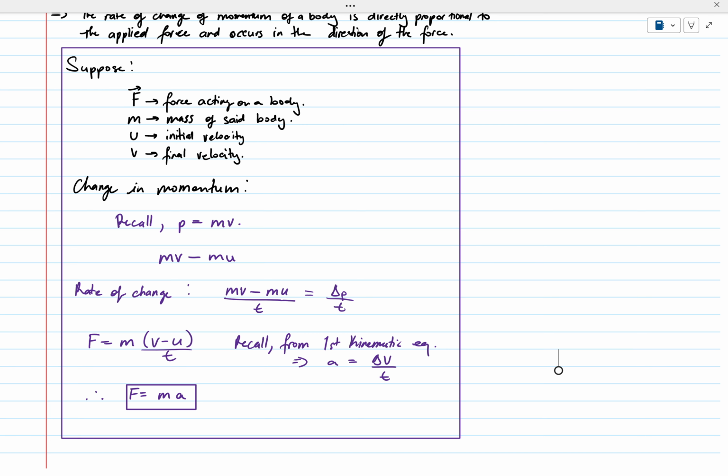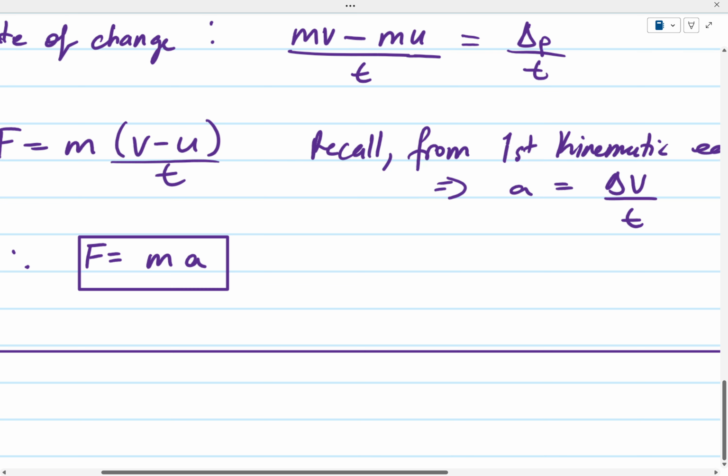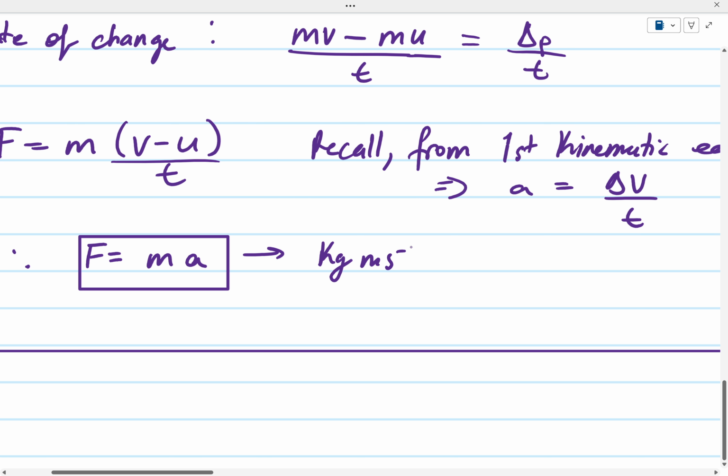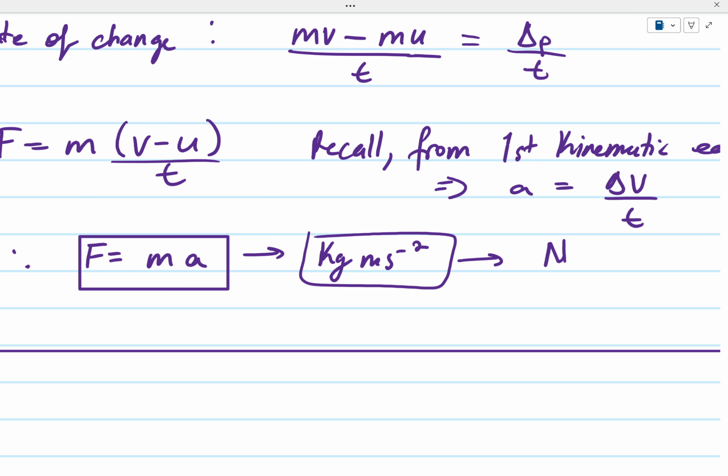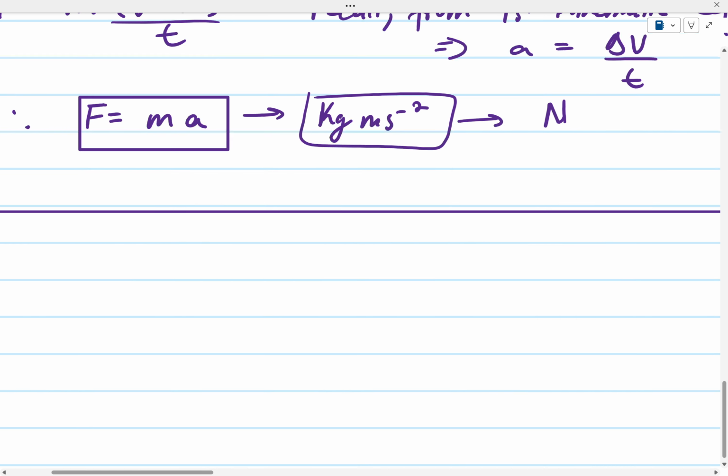I'm not finished with this though, by the way. So the units: mass is in kilograms, and acceleration is in meters per second squared, right? So this would be the unit, but it can also be written as newtons because the unit for force is newtons. So that's also the unit.